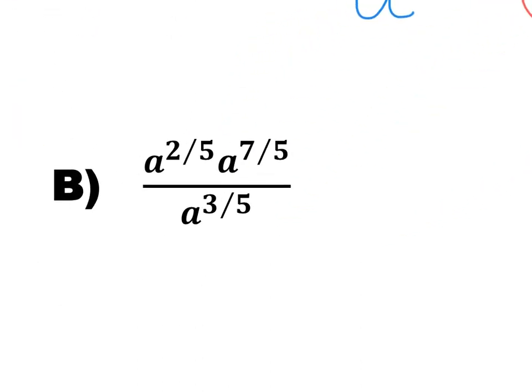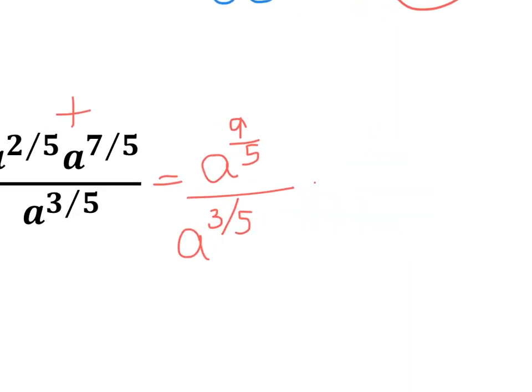Look at this one. This one looks gross, but it's really not. Simplify the numerator first. I have the same base, and I'm doing what? I'm adding. Well, I'm multiplying, so what am I going to do to the exponents? I'm going to add. What's 2 plus 7? So I have a to the 9/5 divided by a to the 3/5. Well, now I have the same base, and I'm doing what? I'm dividing, so what do I do to the exponents? Subtract. So I had a to the what? 6/5.